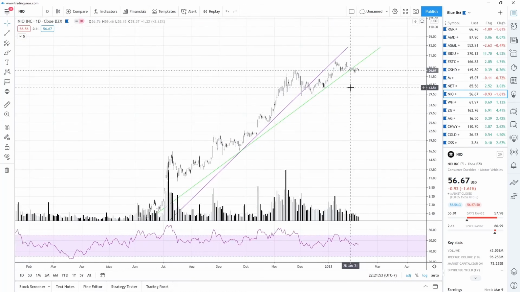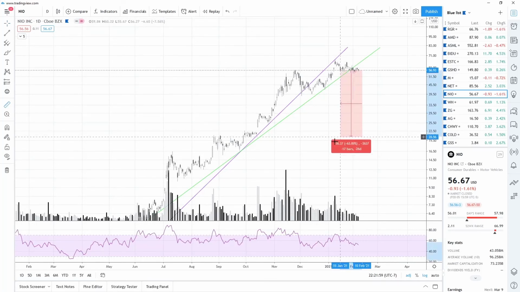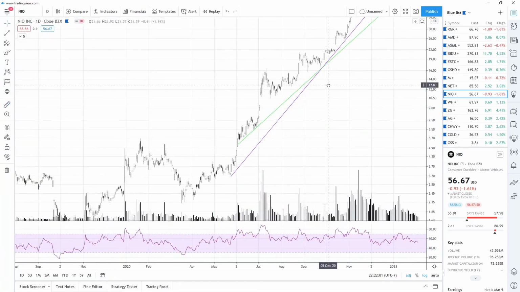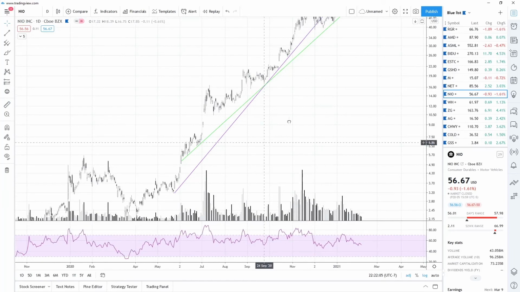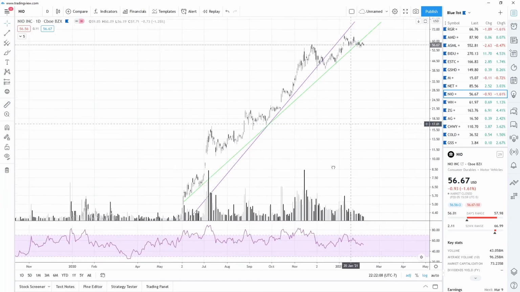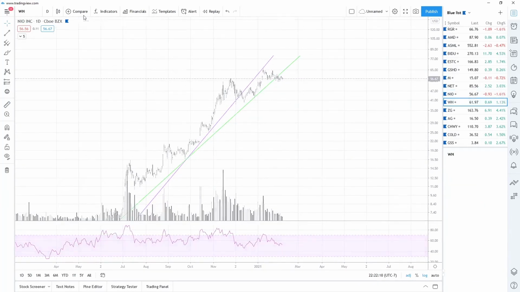Later on, you'll get probably a reaction here, final price target probably way down here. I would be surprised if we got that low unless the entire market has a crash.